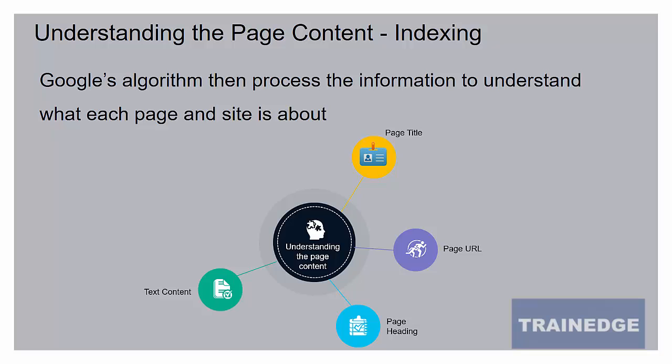You can use synonyms or latent semantic indexing keywords to help Google better understand your page. So you don't have to repeat the same keyword over and over again. You can use words that Google knows are synonyms, so it can figure out the exact keyword using the synonyms.